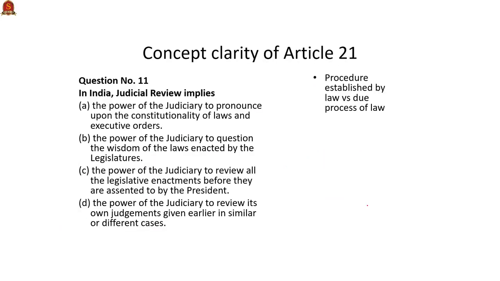Concept clarity of Article 21, this is very important. Now, judicial review in India, what does it mean? Has judicial review been defined anywhere in the constitution? No. Is the word judicial review in the constitution? No. Only Article 13 says that in case a fundamental right is violated, judicial review is possible. The judiciary comes and strikes down the law.